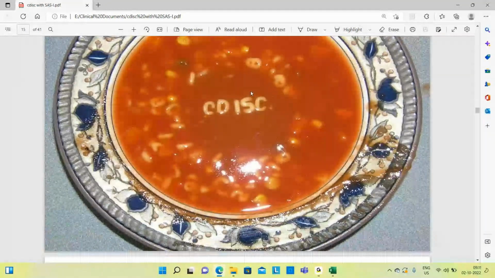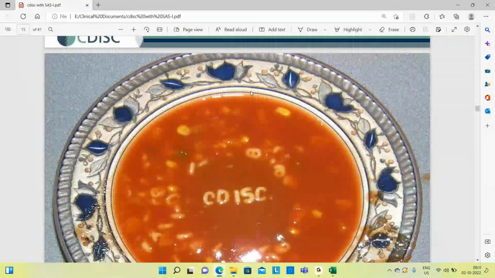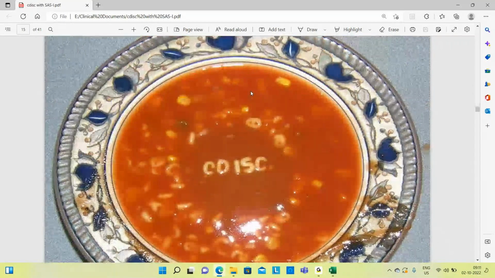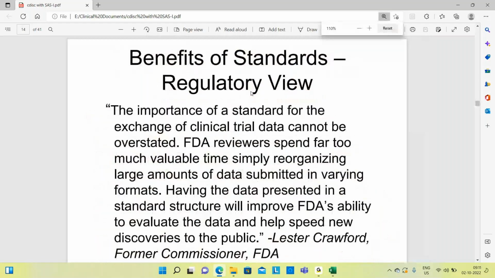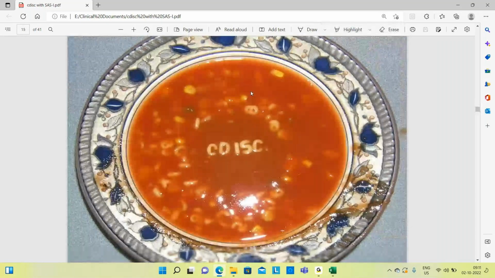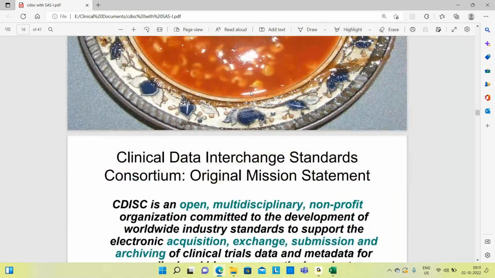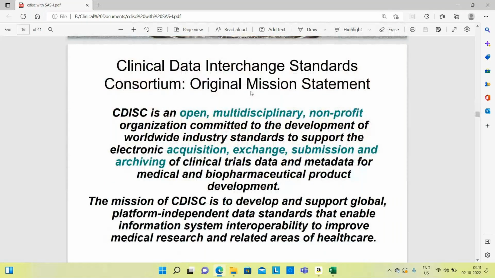And here this topic ends. So CDISC, you can see what it is. I want everyone to read this also. This is important.